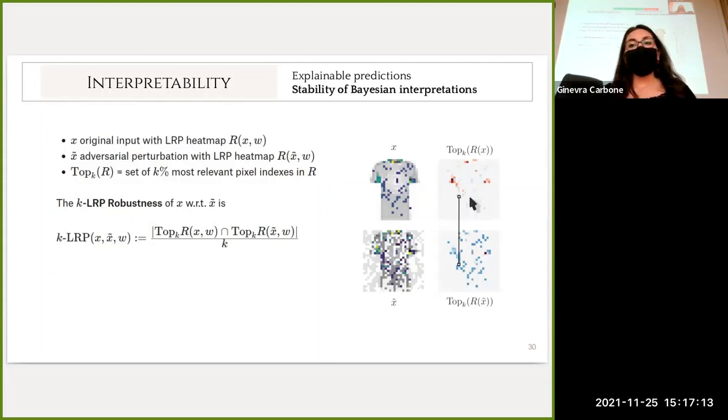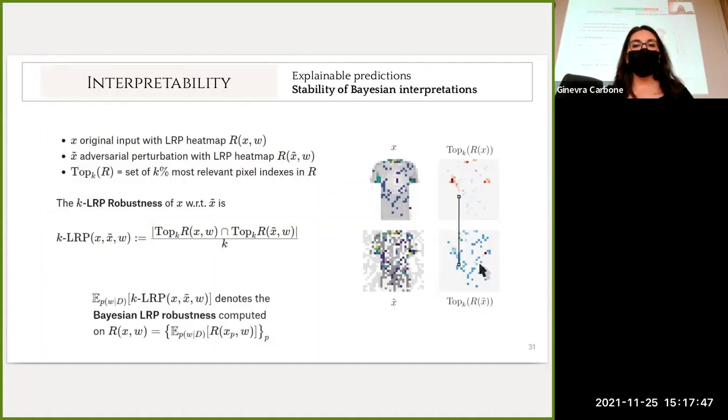the relevance of pixels. So we find the set of k% most relevant pixels in both images. And we do this by computing the absolute value of the heat maps, because we want to take into account both most relevant pixels in both the negative and positive sense. So we believe that also negative contributions to the relevance are important. And so this is just the percentage of most relevant pixels in common between the two images. And this is our measure of robustness.